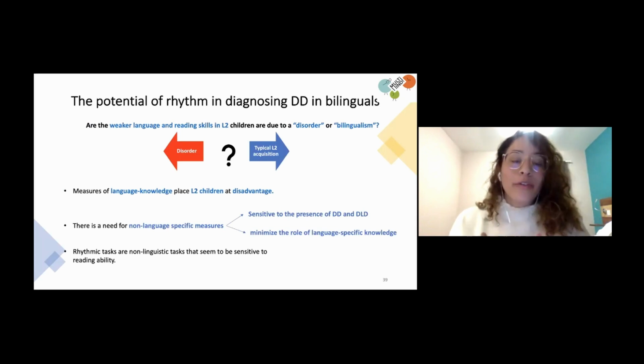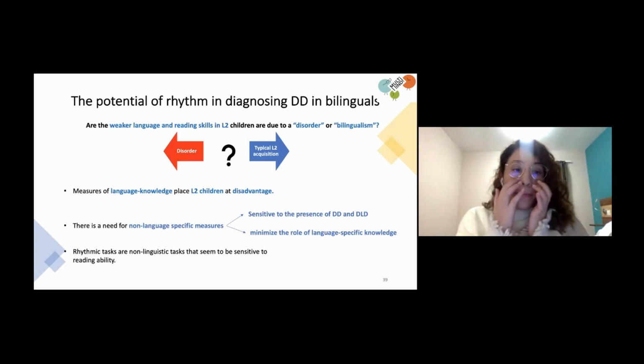So one of the major challenges for clinicians is knowing whether the lower language and reading abilities in individuals with dyslexia, or in bilingual children, are due to a disorder, or due to a typical stage of their second language acquisition.